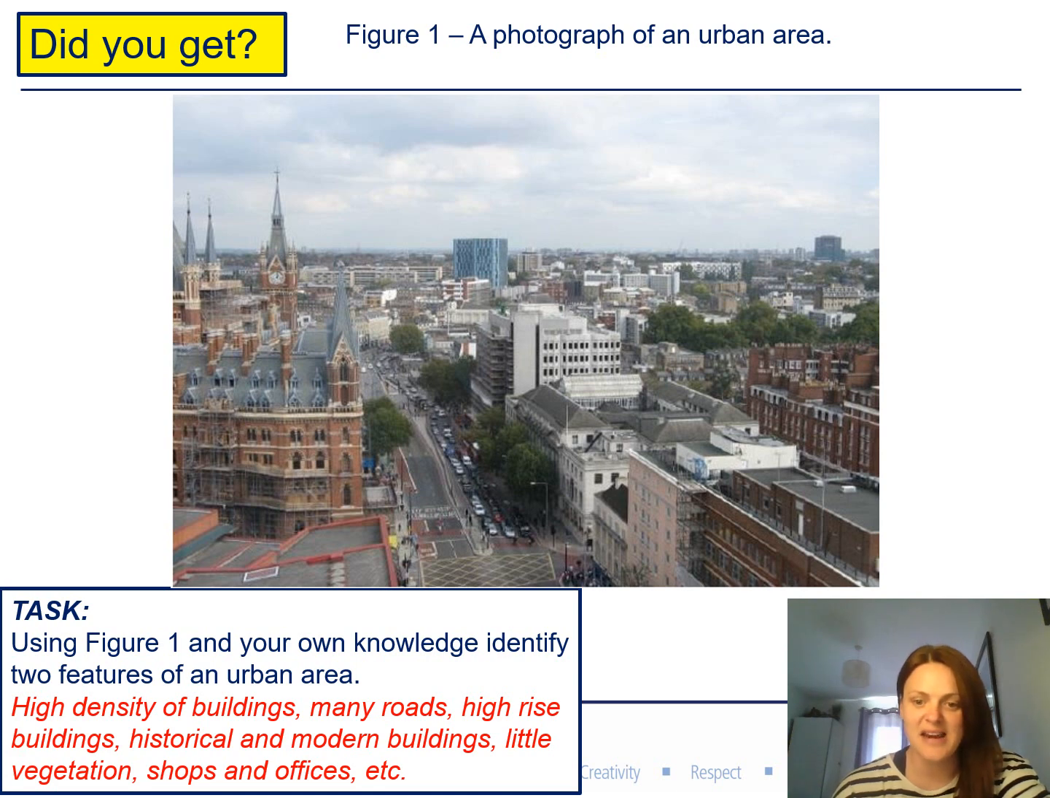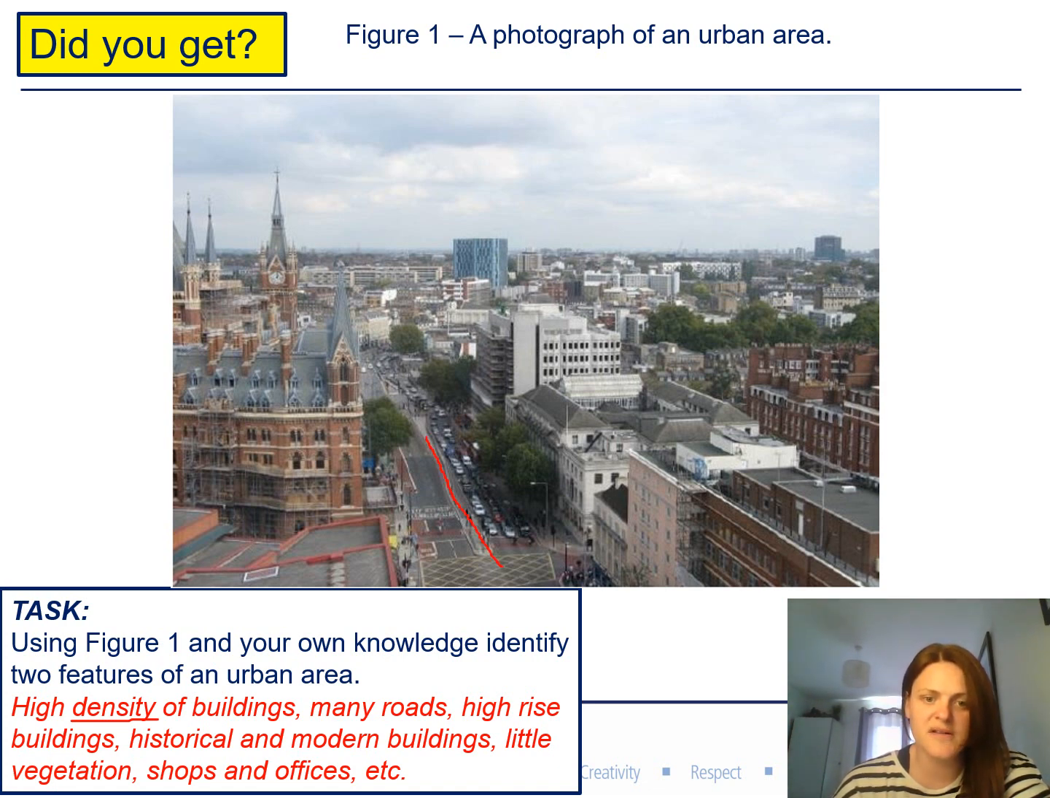Okay, so let's get our green pens out and do some corrections, or give yourself a tick. What I put down was this. When I look at this picture, I can see that there is a high density of buildings. Remember this word density, it refers to the amount in the area, the amount of anything. In this case, buildings. There are lots of buildings in this picture, so the density is high.